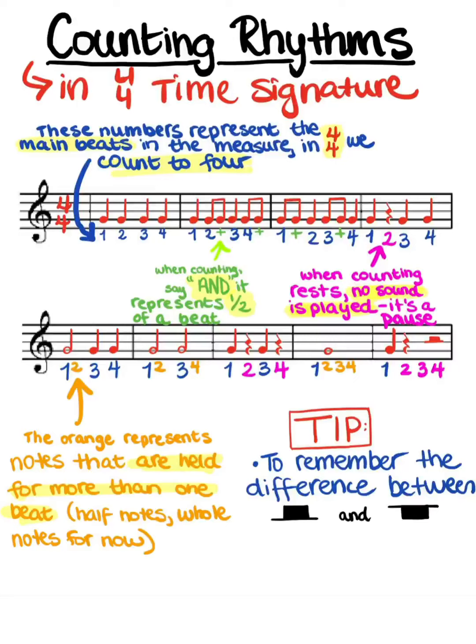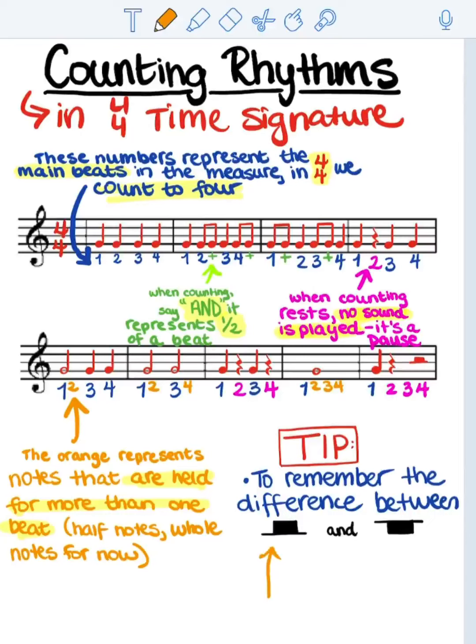Now in our final measure here, we have 2 rests. We have a quarter rest and we have a half note rest. And the counting for this one just sounds like this. 1, 2, 3, 4. One final thing before I end this video is I just want to give you a tip to remember the difference between a half rest and a whole rest.